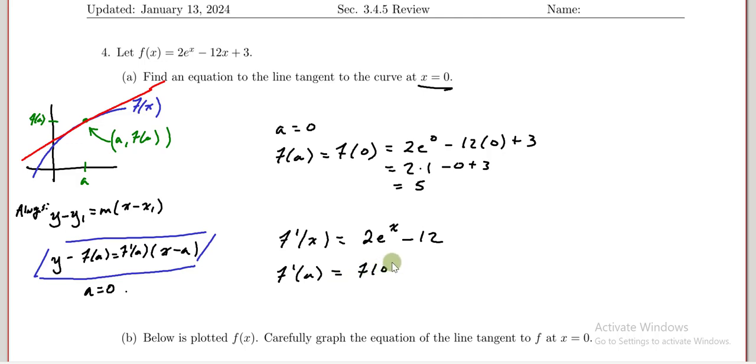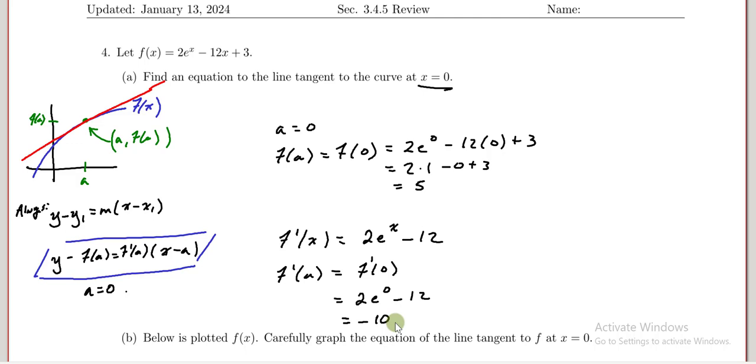That's the same thing as evaluating f prime of 0, which is 2e to the 0 minus 12, which is equal to minus 10. Given that e to the 0 is 1, we'd have 2 times 1, or 2, minus 12, and that's how I get the minus 10.